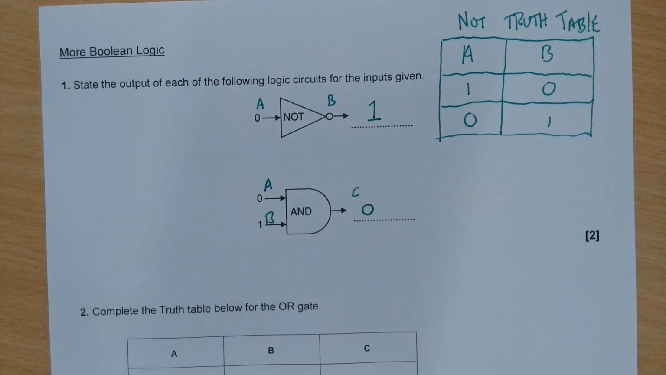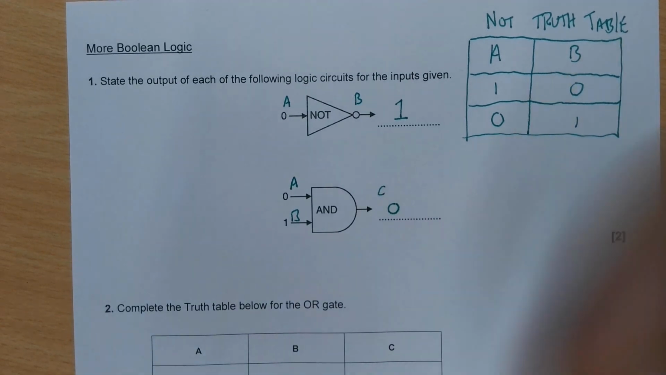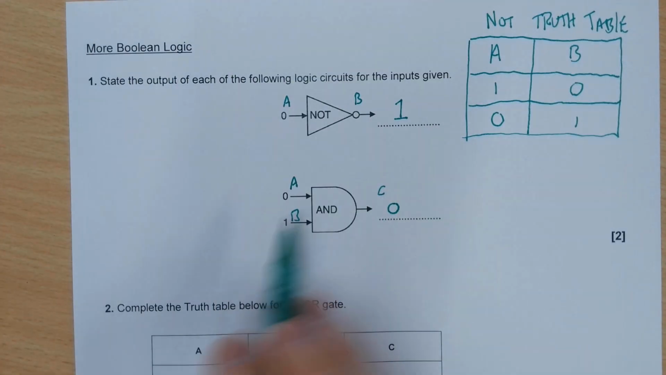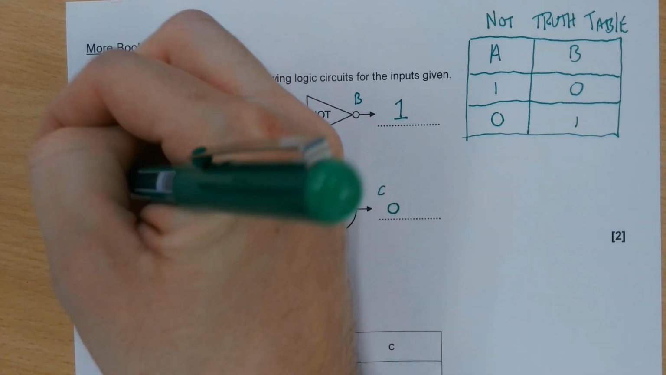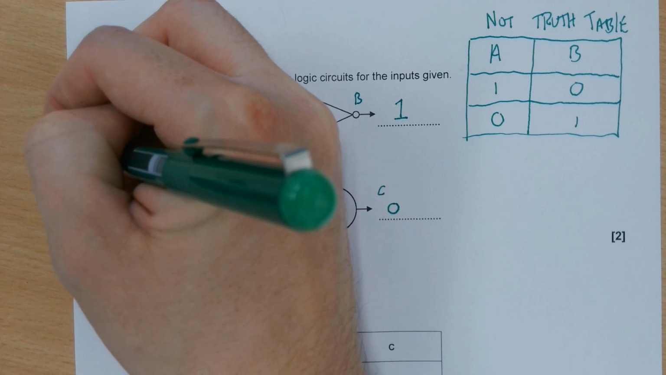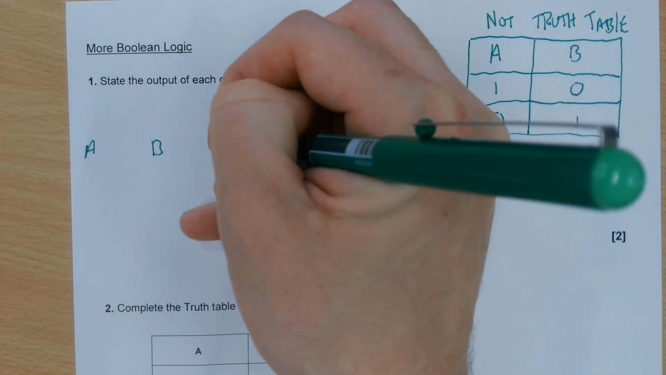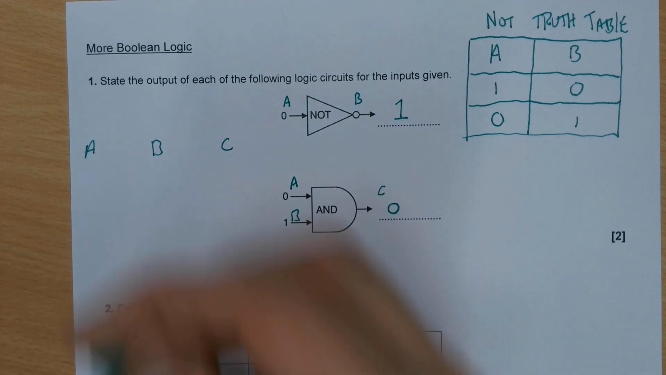Now, I want to do the same. I want to create the truth table now for the AND gate. So I'm just going to do it over here. But this time we've got 2 inputs. So I need a column for A, I want B, then I also want a column for my outputs.